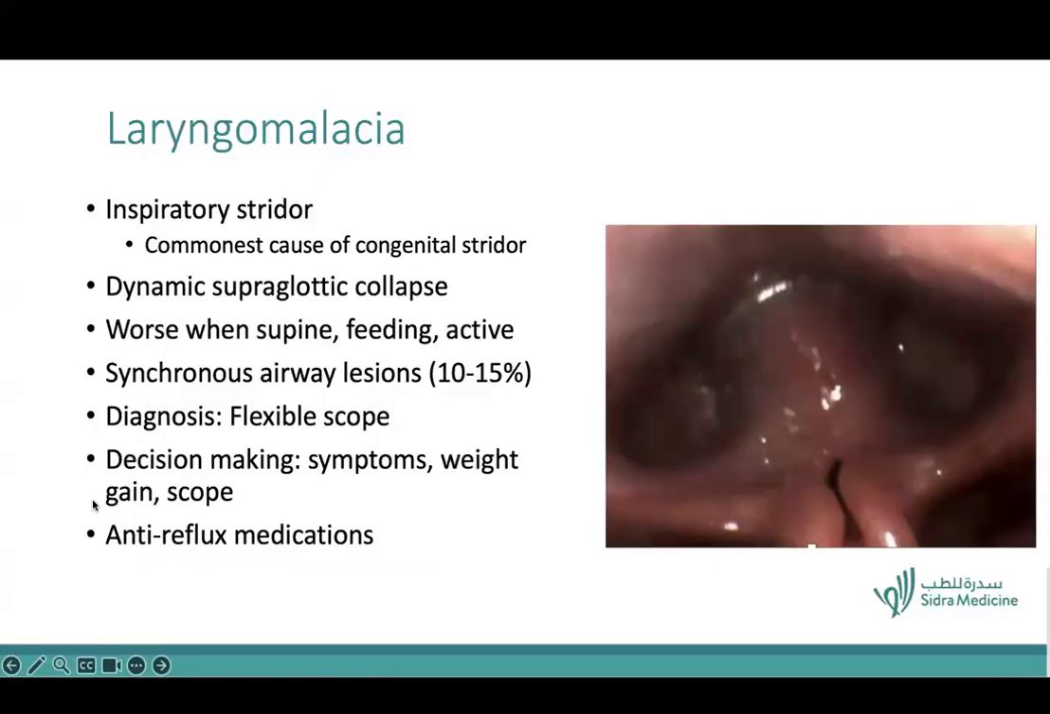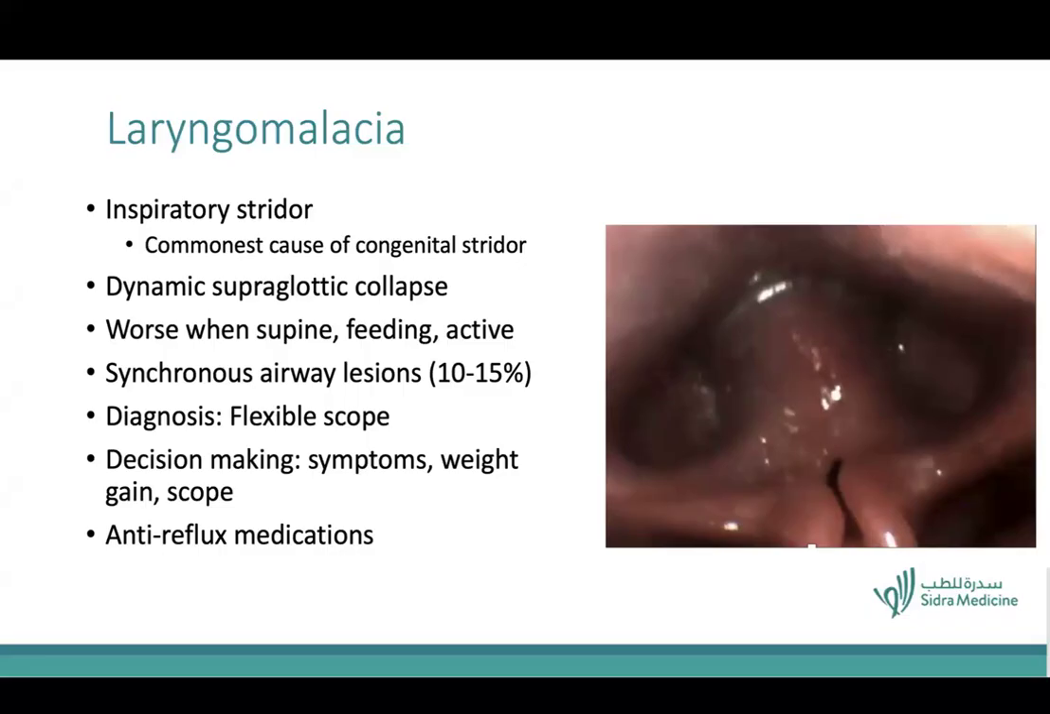So well done, Priyanshu. And so you commonly have inspiratory stridor, right? Because this is the supraglottic area. You have dynamic supraglottic collapse, as I mentioned. Usually it's worse when supine, when the child is active or feeding. It's important to think about synchronous airway lesions that may be present. That's why you always do a diagnostic scope on these kids. You make this diagnosis just with a flexible scope in the office, similar to what I showed.